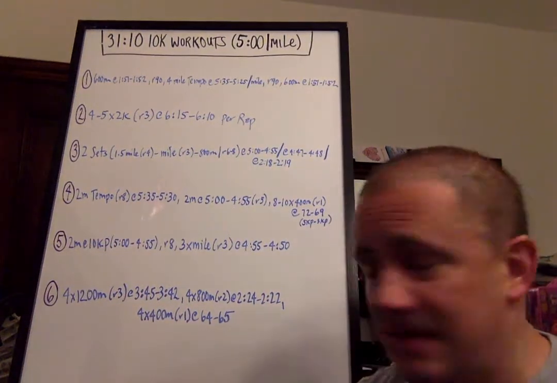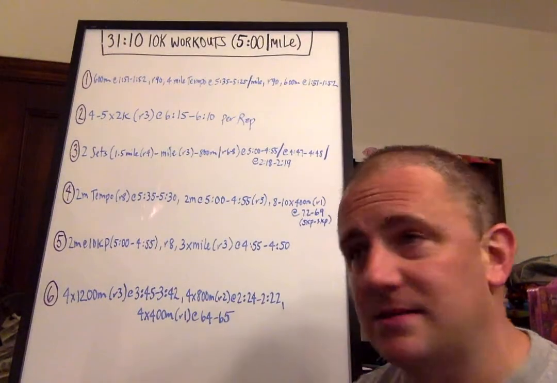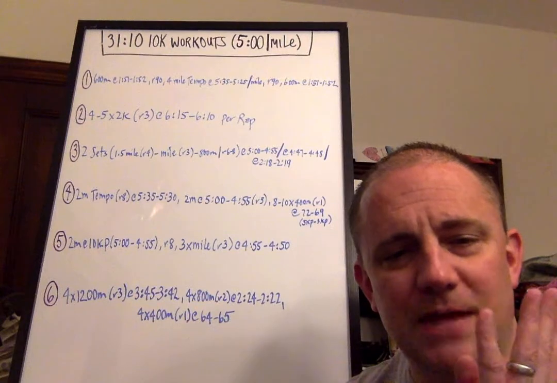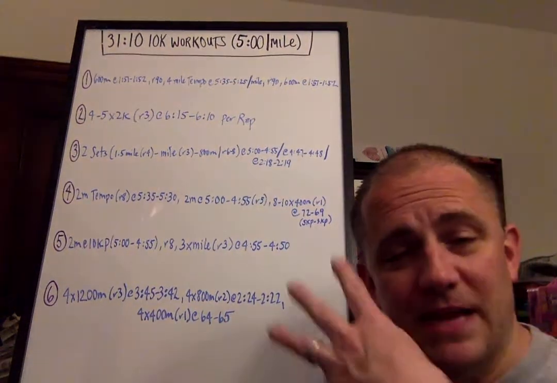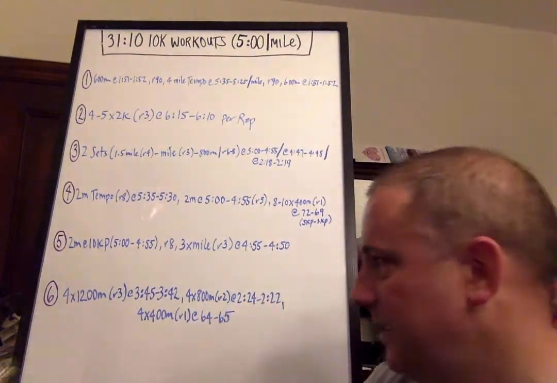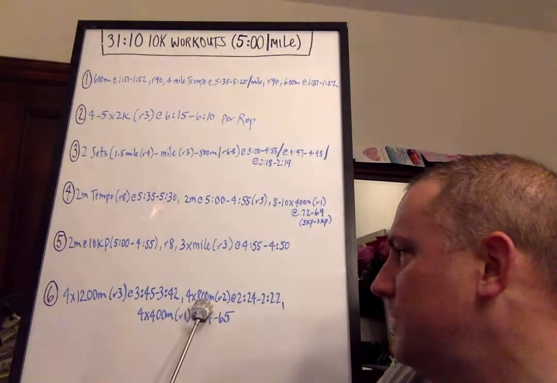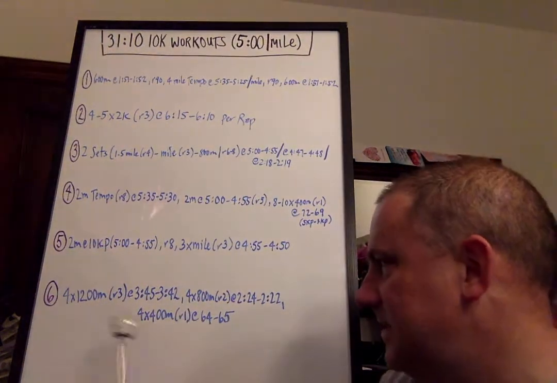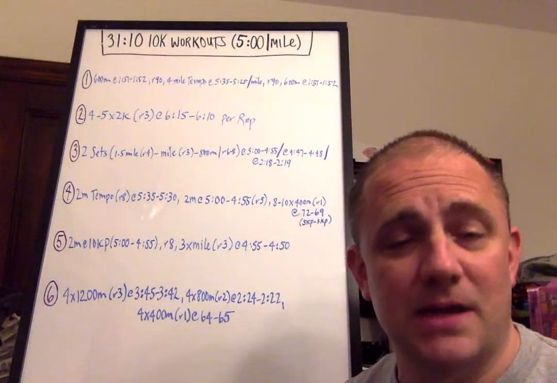Okay, that's workout 5. And last but not least, workout 6. Okay, broken down into pieces: 4 times 1200, then 4 times 800, then 4 times 400. 4,800 meters, then 3,200 meters. So that's what? That is 8,000 meters, and then 1,600 meters, 9,600 meters. 6 miles worth of running.